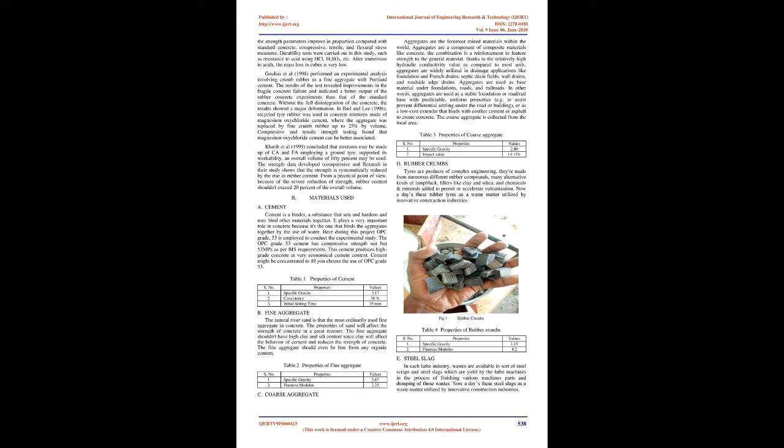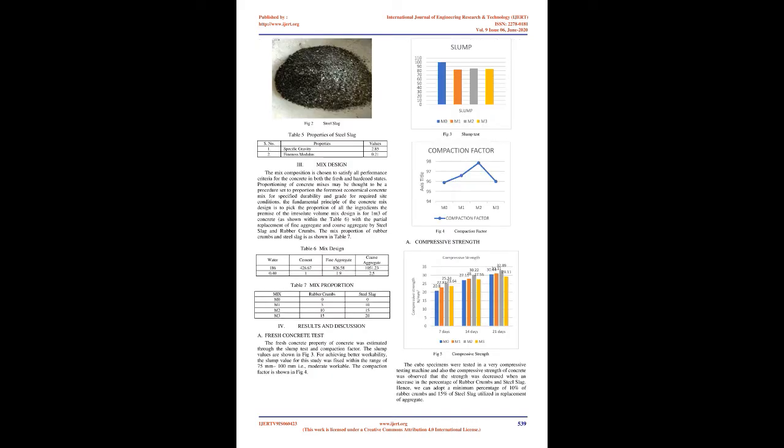In Beal and Lee, 1996, recycled tyre rubber was used in concrete mixtures made of magnesium oxychloride cement, where the aggregate was replaced by fine crumb rubber up to 25% by volume. Compressive and tensile strength testing found that magnesium oxychloride cement can be better associated.